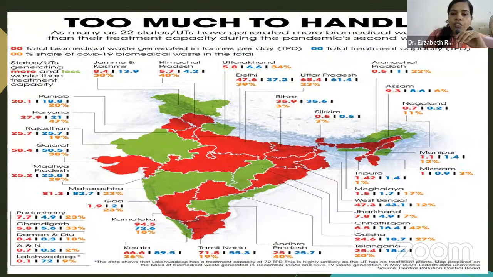And why do we bother so much about biomedical waste management? Because we have too much to handle. Around 22 states and union territories are showing more biomedical waste generation than their capacity to treat it. That is a great issue we are facing nowadays. So here it shows that 22 states and union territories are generating biomedical waste beyond their limit or capacity to treat it.